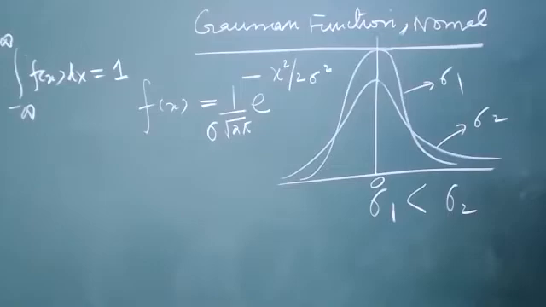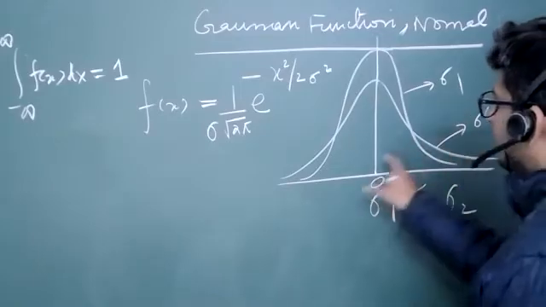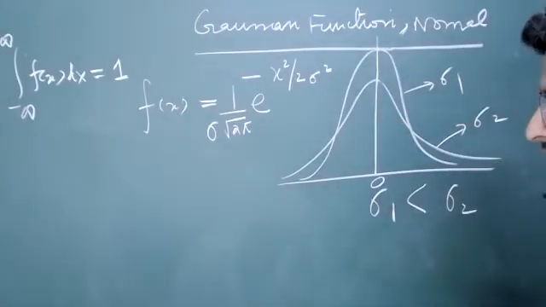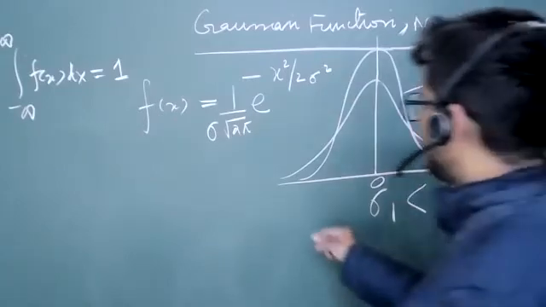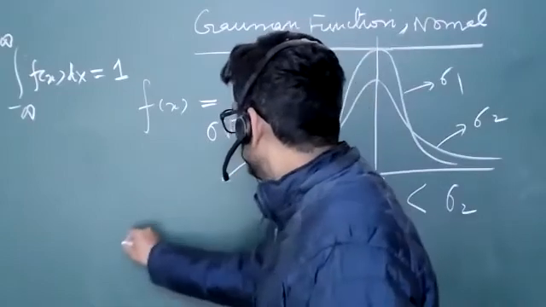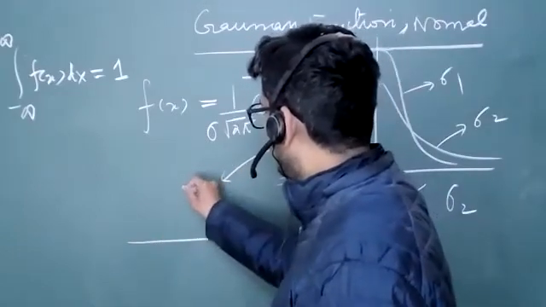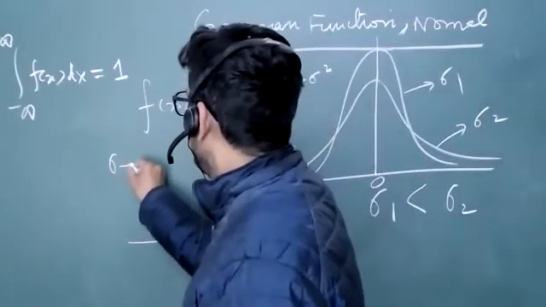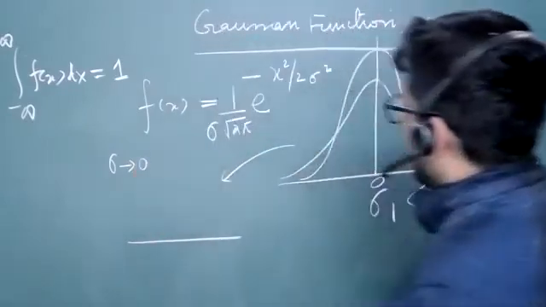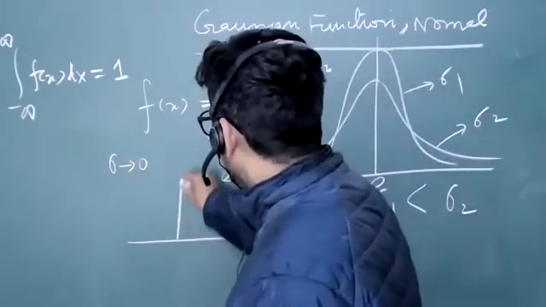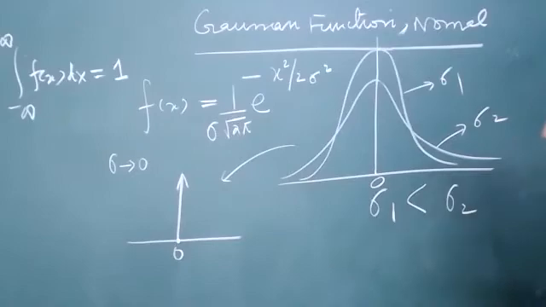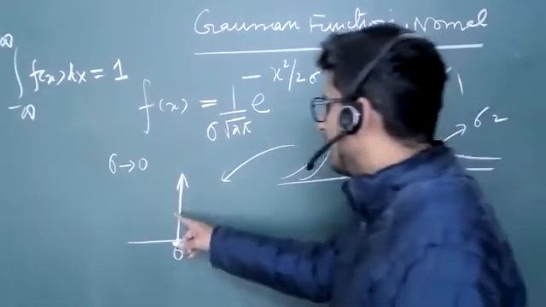ठीक है. और अगर इसकी सिग्मा की वैल्यू को मैं बहुत ज्यादा छोटा कर दूं, sigma becomes very very small, so ये फंक्शन कैसा दिखाई देगा? Delta function. If sigma becomes very very small, then its height will become very very large and it will be about a point only. It will become like this. It will be converted to a delta function. This is known as delta function.